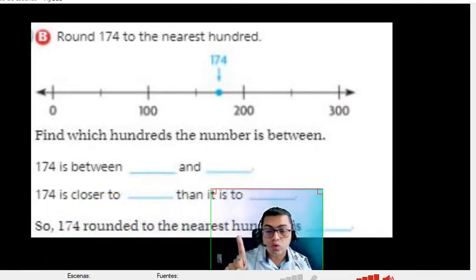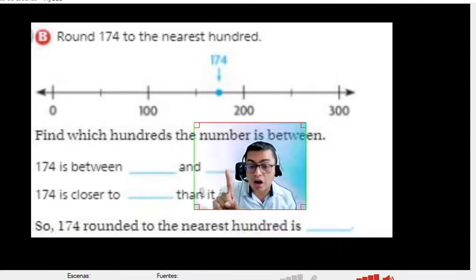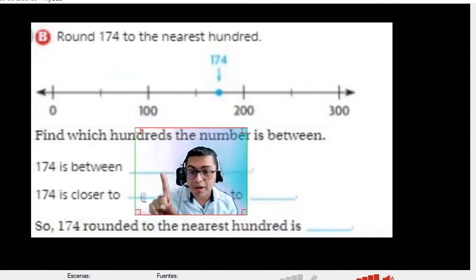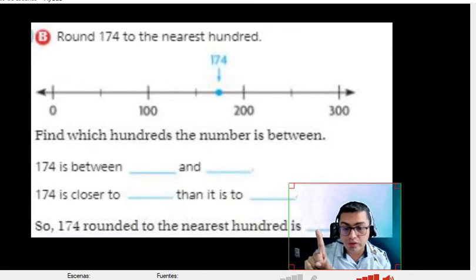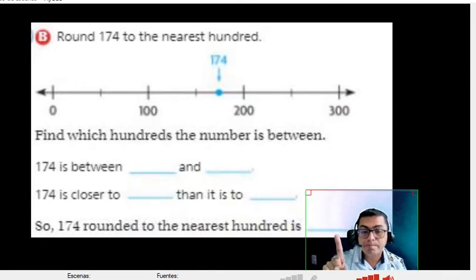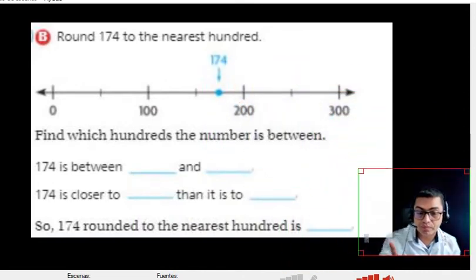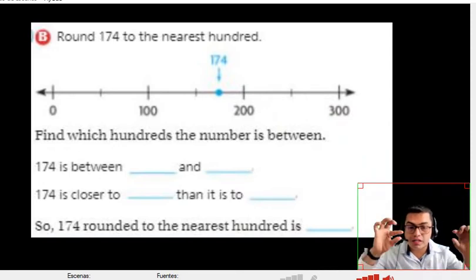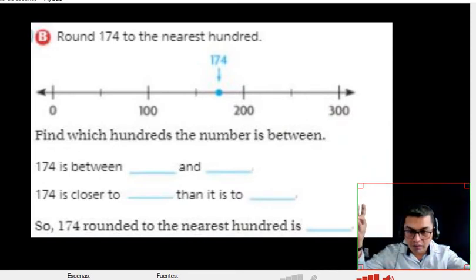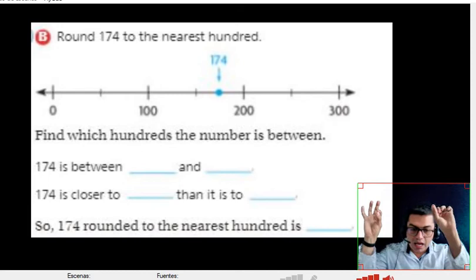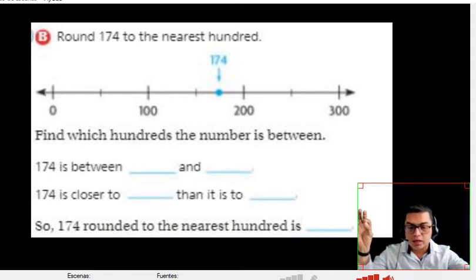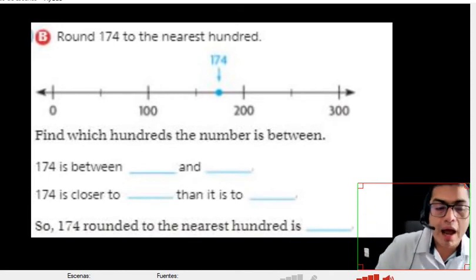So 174 rounded to the nearest hundred, al más cercano nearest hundred, is 200. ¿Cómo se sabe? Esa es una manera de saberlo, haciendo the line and putting the numbers there. Now we have other option.